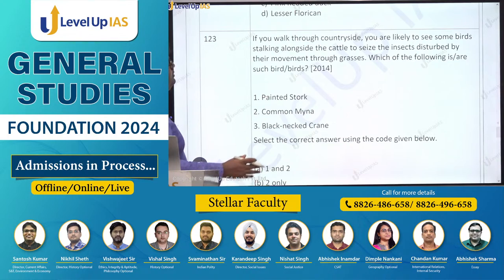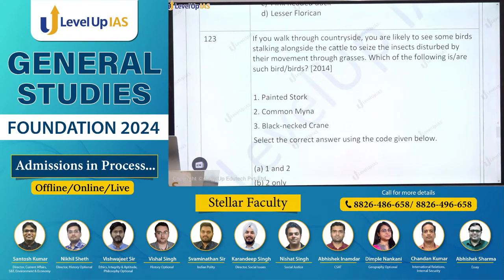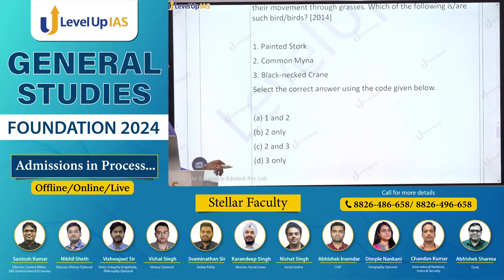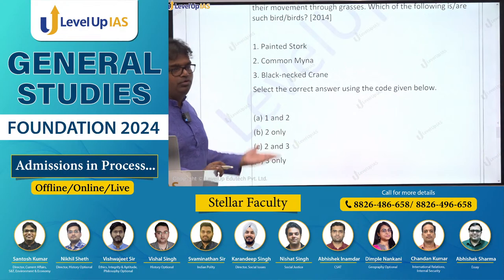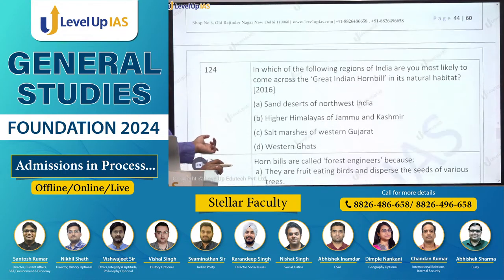123: where cattle are grazing, some birds sit beside them. When the cattle move the grass, they will go and search for insects there. Which is the bird which we generally see? Common myna, painted stork, black-necked crow. The common myna is something that we'll be able to see. B is the answer.